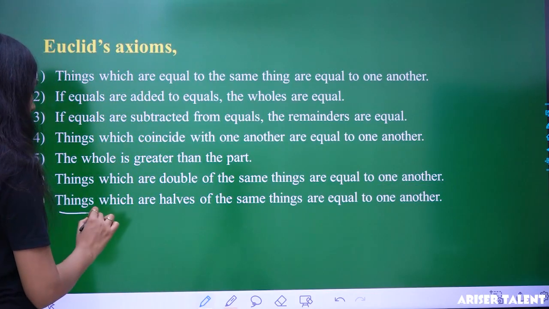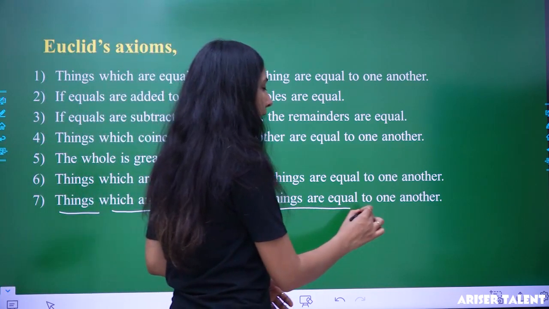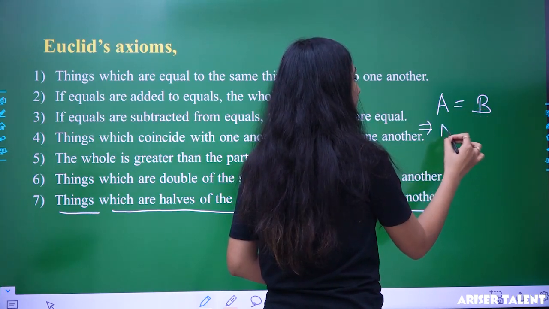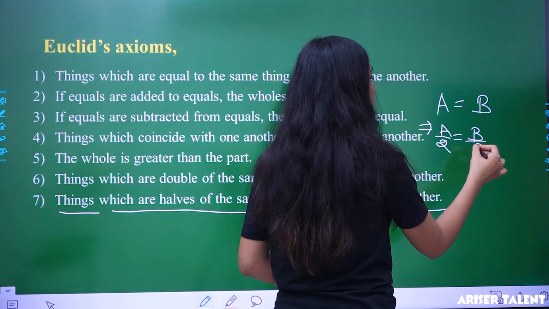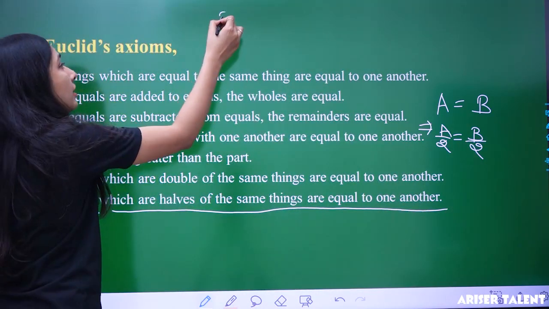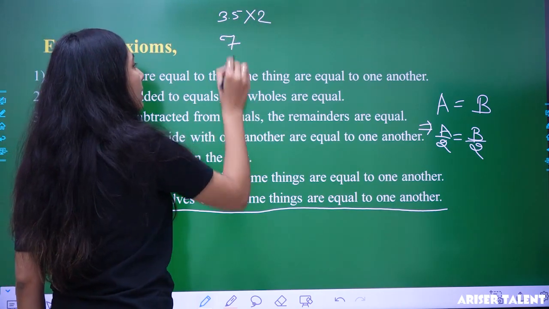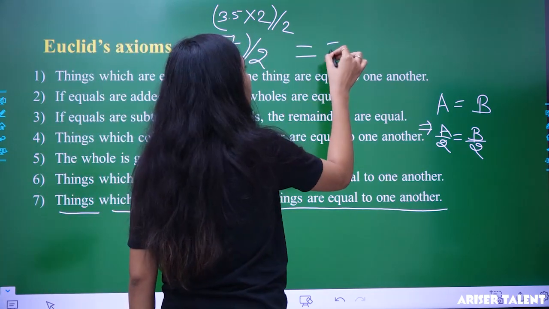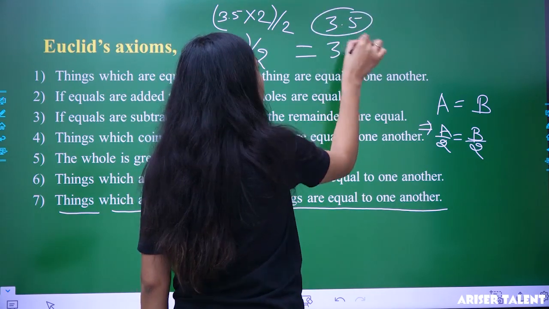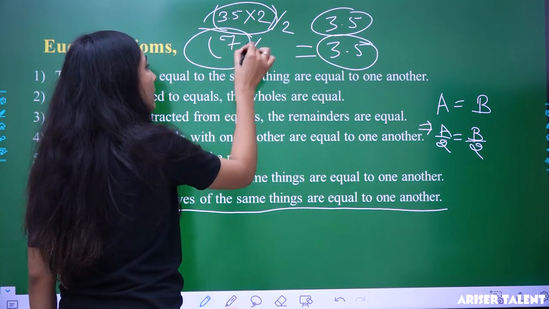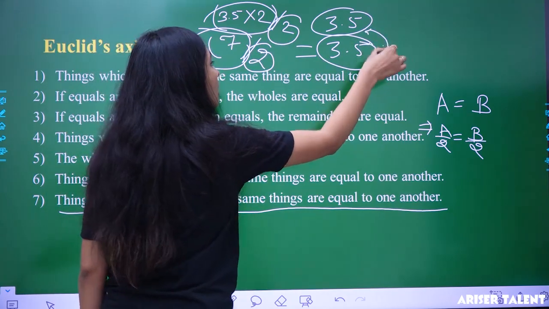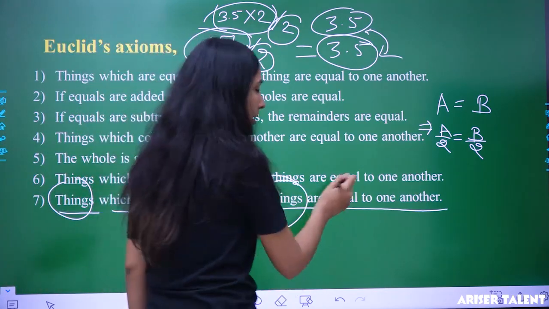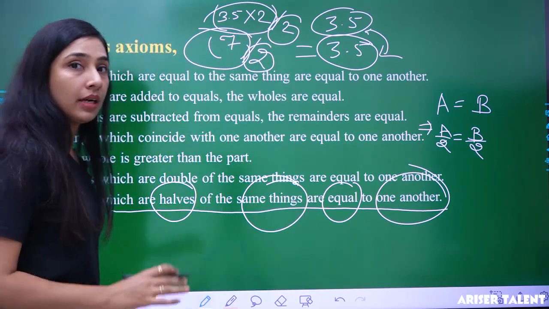Then the next. Things which are halves of the same thing are equal to one another. If A is equal to B, then A by 2 will be equal to B by 2. Here also, if 3.5 multiplied by 2 and 7 are equal, then this complete thing divided by 2 and this 7 divided by 2 will be 3.5. So the same thing, and their halves will be equal. Things which are halves of the same things are equal to one another. Understood?